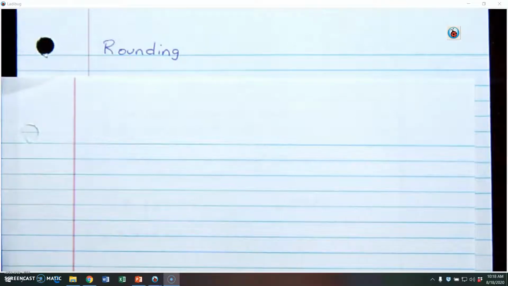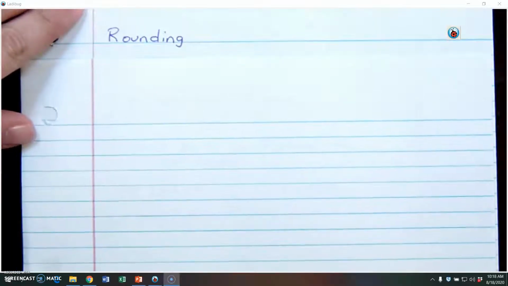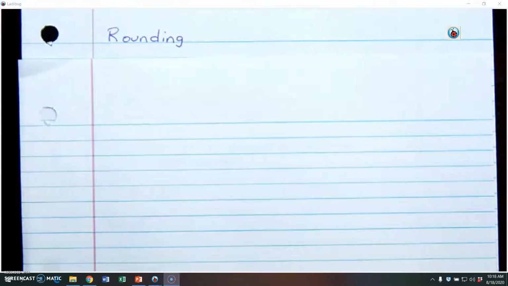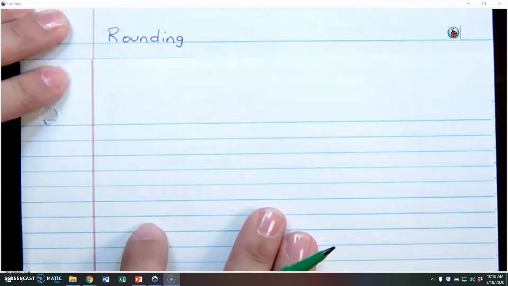All right, our next math skill that we need to discuss is rounding. And I know this is making you laugh because you're like, really, who needs to learn how to round? But I do this every year, and every year I still have people that do it incorrectly. So we're going to talk very, very briefly about how to round.